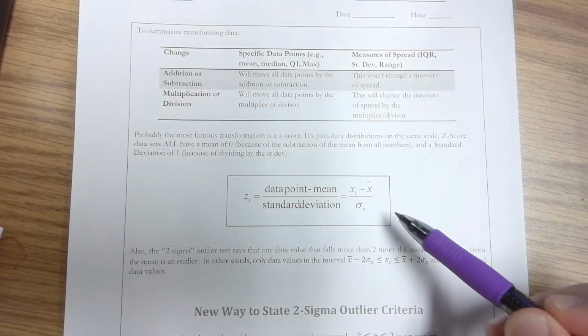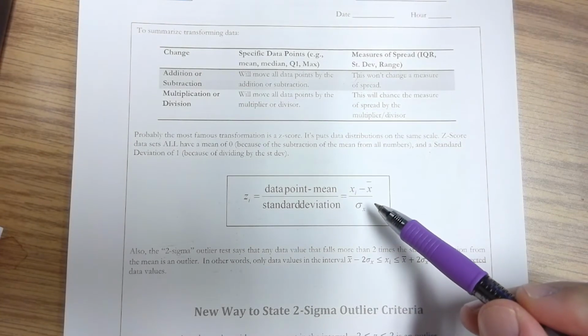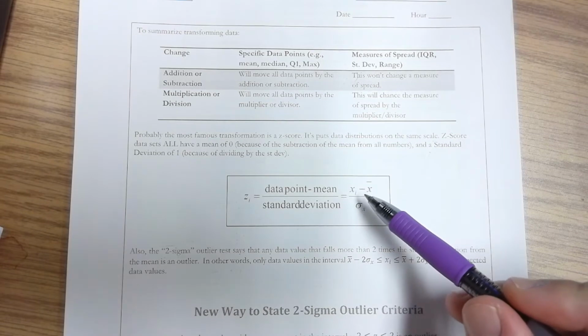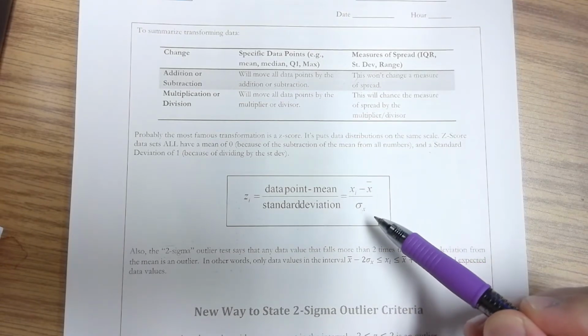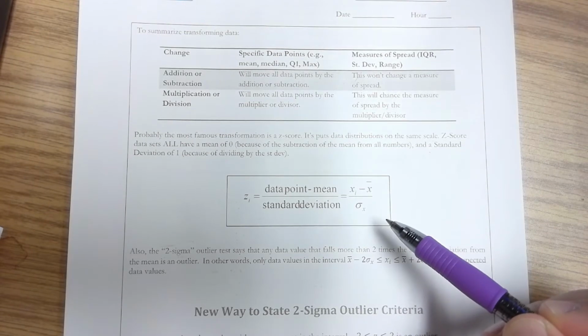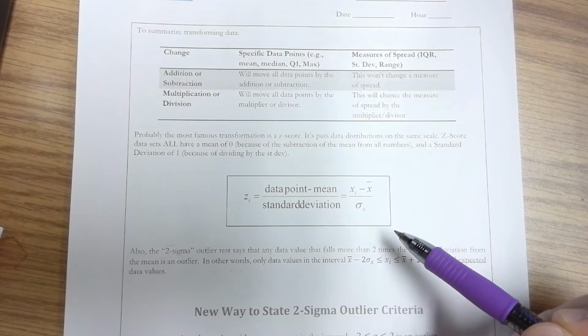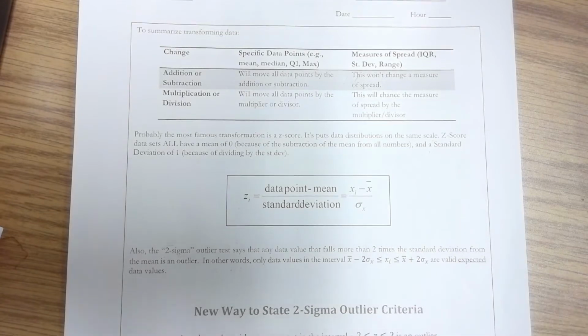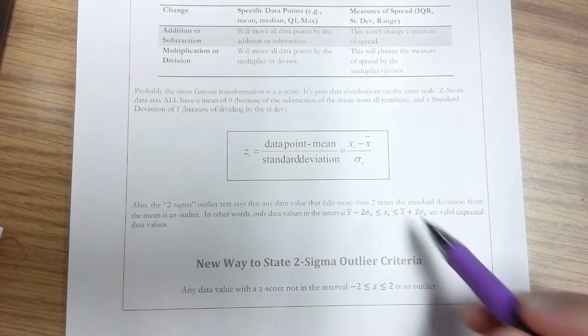So this is probably the most famous way to transform data: you can take a list of data points, take away the mean, and divide by the standard deviation, and it creates what's called a z-score. The purpose of a z-score is to compare data sets that are sometimes incomparable. It gives us a number of standard deviations above or below the mean. So we're going to look at how that might work in a task here.